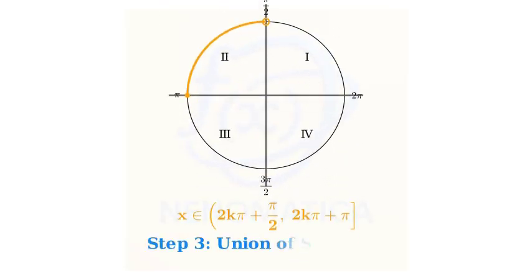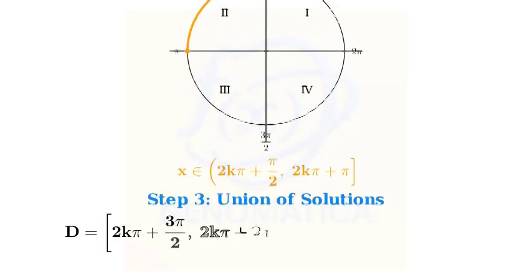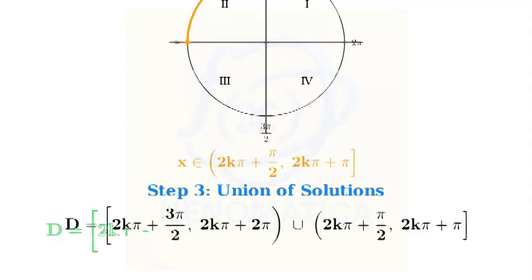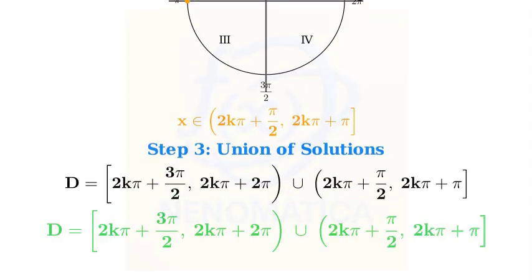Step 3, combine the two cases. The general solution is the union of those intervals across all integers k. This is our final answer.